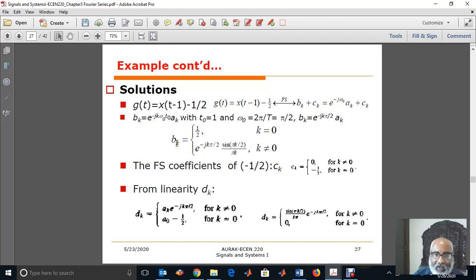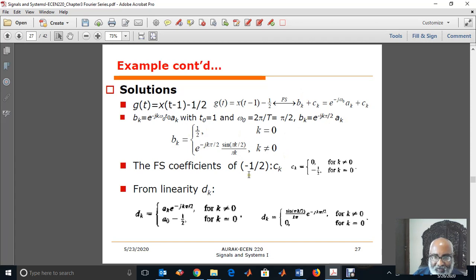So b_k at k equal to 0 will be e to the power of 0 times a_0. a_0 is half, so b_k is equal to half for k equal to 0, and e raised to minus j k pi over 2 times sin(pi k over 2) over pi k for k different from 0. So we found b_k.